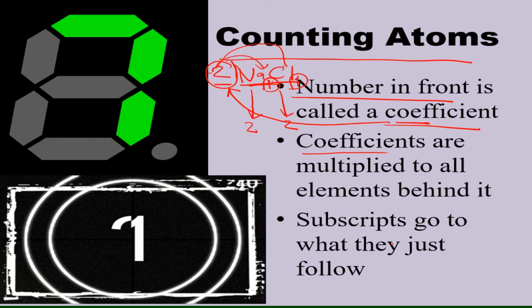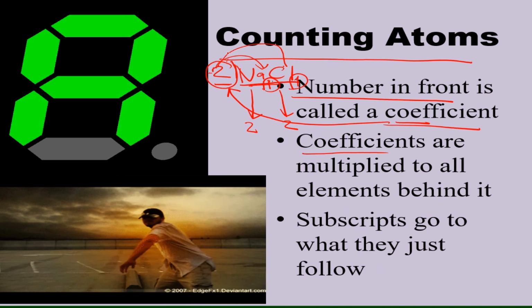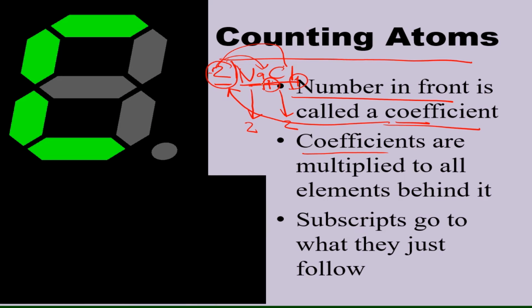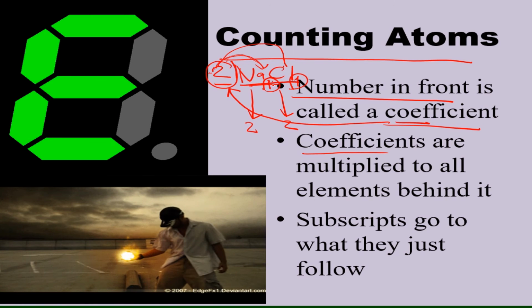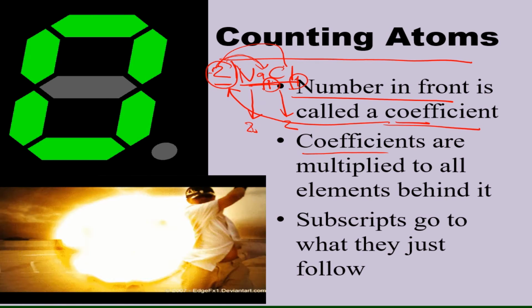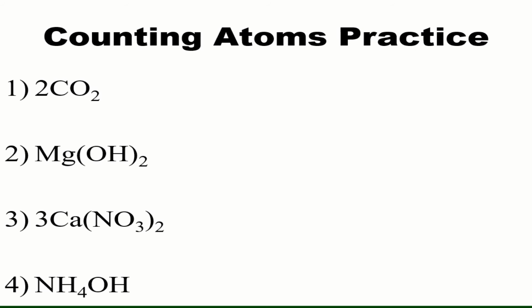So subscripts go to what they just follow. So the subscripts 1 and 2 from the outside, which is the coefficient, are multiplied. So what follows is the 2 in here. Now let's move on to another example, a set of examples. How do we count the atoms for this as a practice? It's so simple. Let's have 2 here.